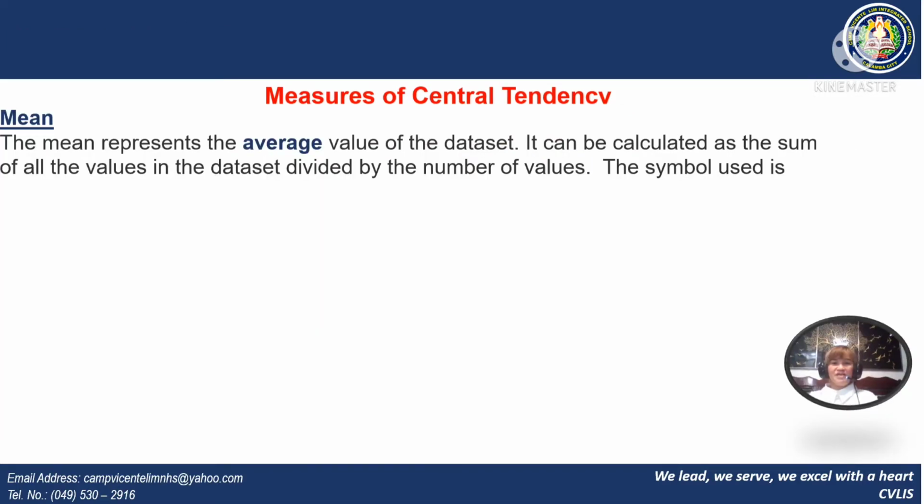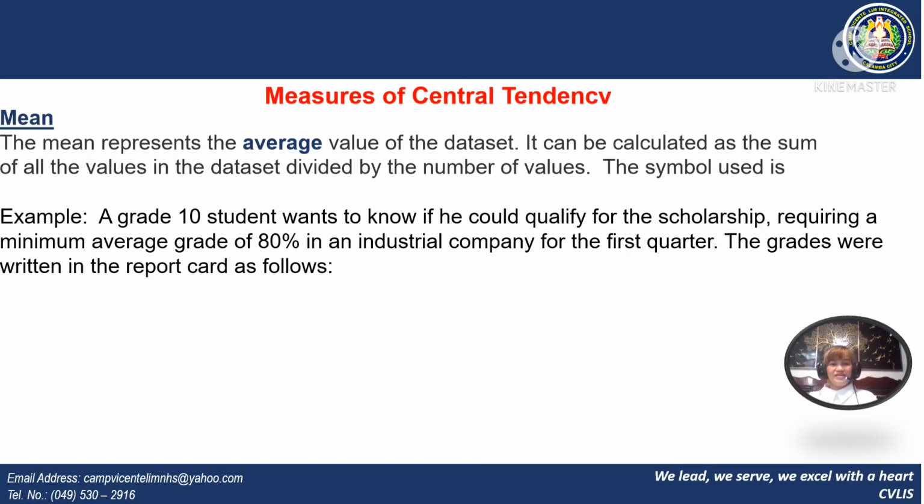In this example, let me use the mean for finding the average of a student in 8 subjects for the first grading. So you simply get the summation of all the grades and then divide the sum by 8 for 8 subjects. Here is the scenario. A grade 10 student wants to know if he could qualify for the scholarship, requiring a minimum average grade of 80% for the first quarter needed in an industrial company.